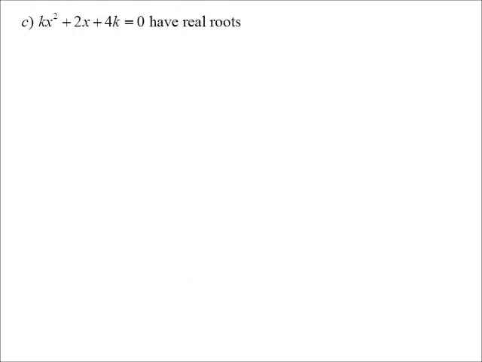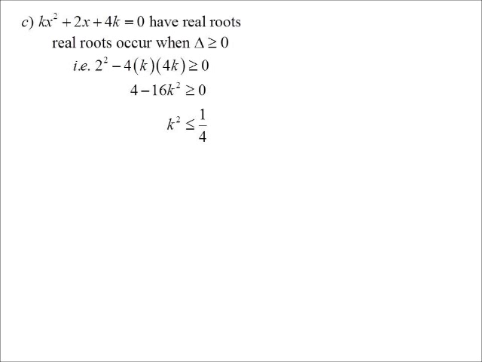Real roots. The condition for real roots, what would it be? Right. It's going to be greater than or equal to, because there were two situations where we had real roots. One where they were equal, one where they were different. So combine the two: greater than or equal to. So b squared minus 4ac, k squared less than or equal to a quarter, which means k would be in between minus half and a half.